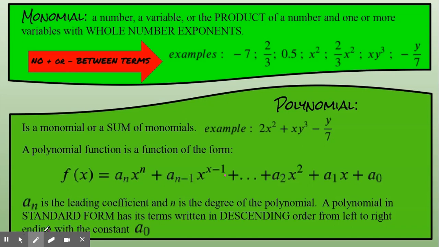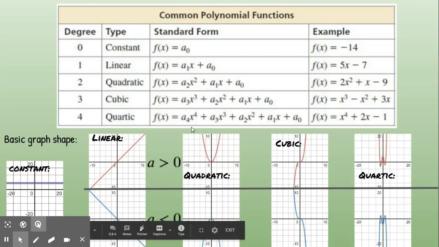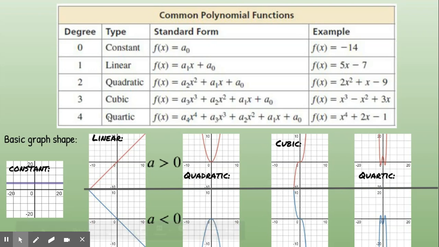Okay. So we're going to go through and take a look at whether or not some things are polynomials and how to decipher their leading coefficient, their degree, and their type. Before we can do that, we do have to talk about what the types of polynomials are.